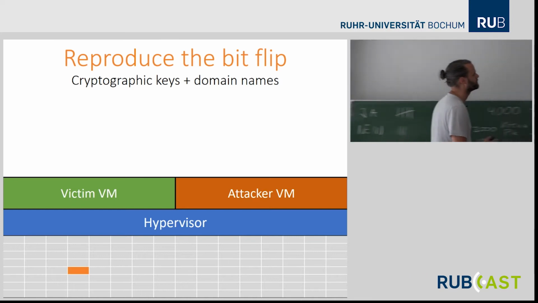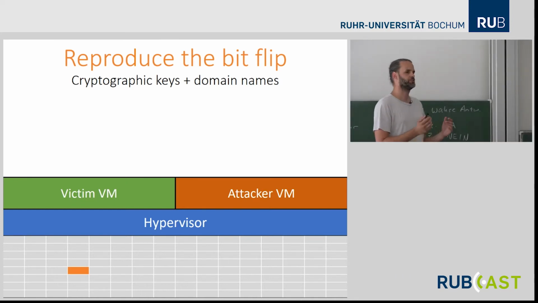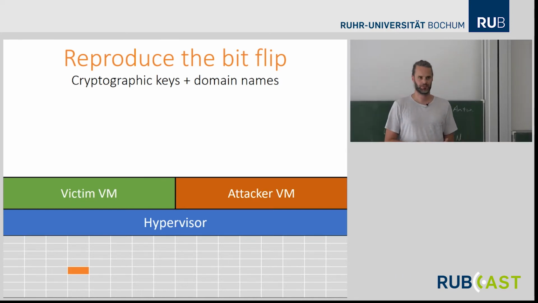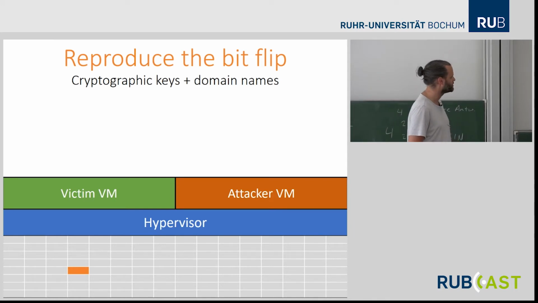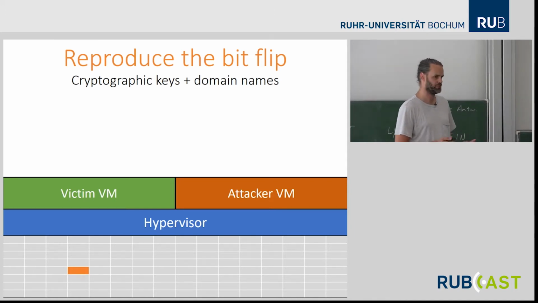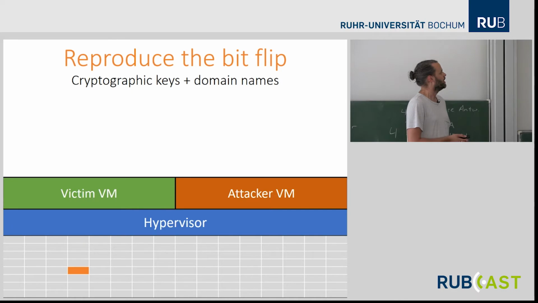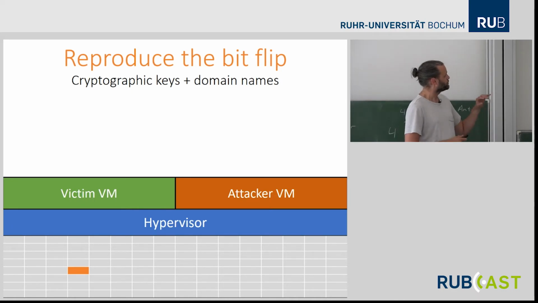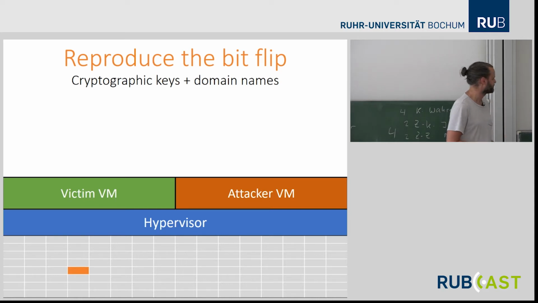Now this is cool. I thought it was nice. But of course you need to know the public key of the victim that you're attacking. So they also came up with another attack, which is zero knowledge. They're going to flip a bit, not only in cryptographic keys, but also in domain names.